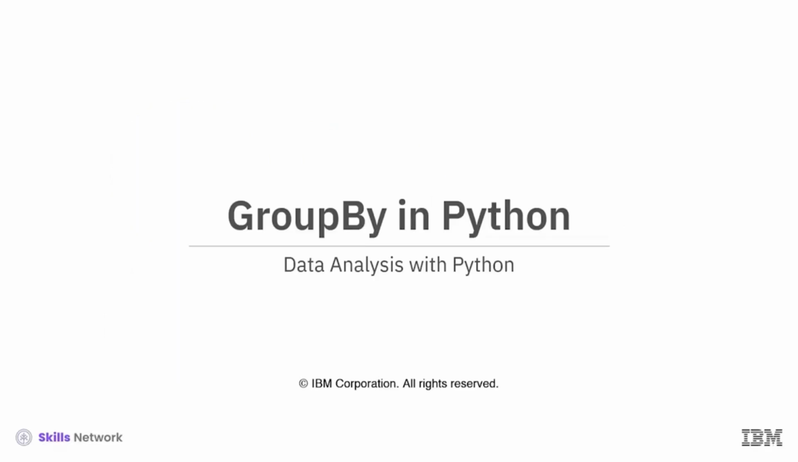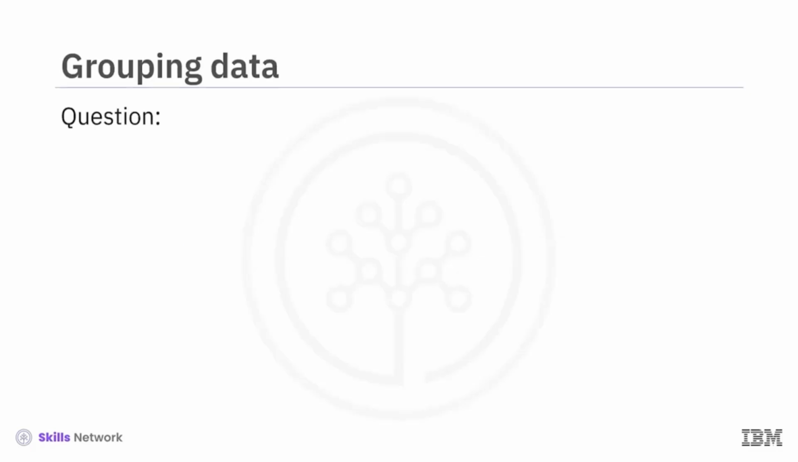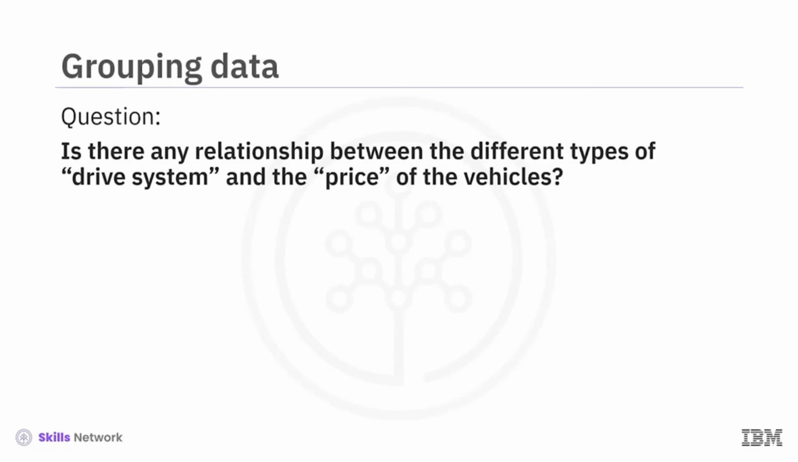In this video, we'll cover the basics of grouping and how this can help to transform our dataset. Assume you want to know, is there any relationship between the different types of drive system, forward, rear, and four-wheel drive, and the price of the vehicles? If so, which type of drive system adds the most value to a vehicle?